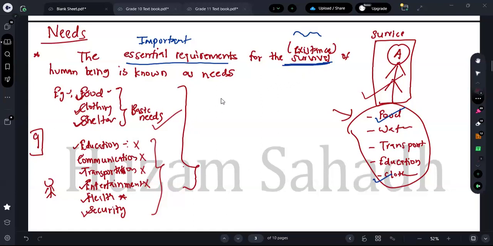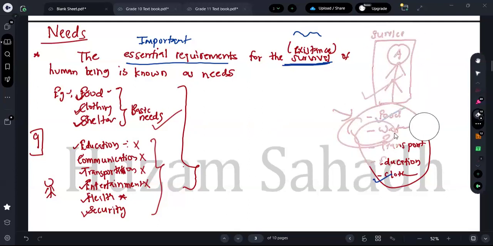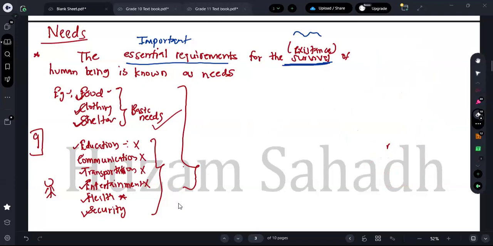Are you all clear with this term needs? Are you all clear? Give me a confirmation quickly. Give your confirmation quickly. Yes. Full clear, Teruna sir.